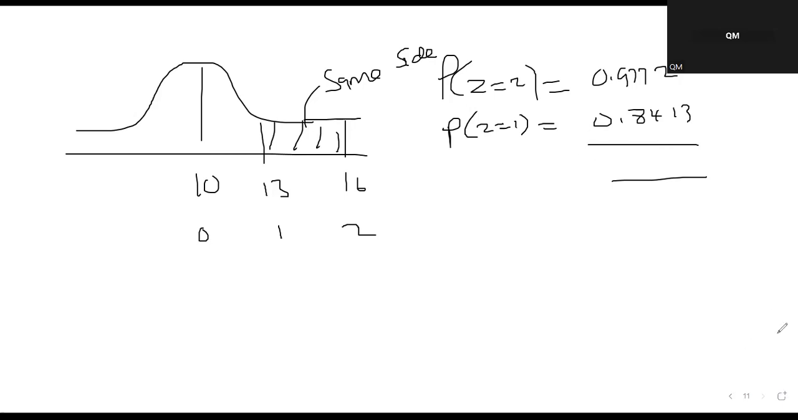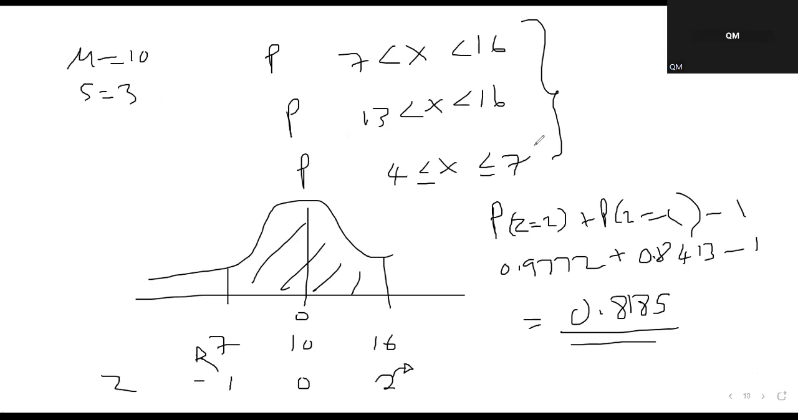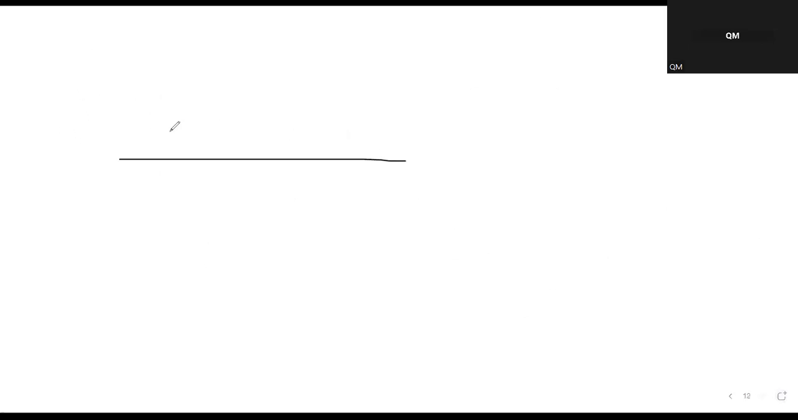So lastly, it's also the same with 4 and 7. They're on the other side. So we have 4, here we have 10, we have 7, we have 4. They're on the left side, but on the same side. The principle is as long as they're on one side, subtract. So 7 minus 10 is -3, -3 over 3 is -1. 4 minus 10 is -6, -6 over 3 is -2.